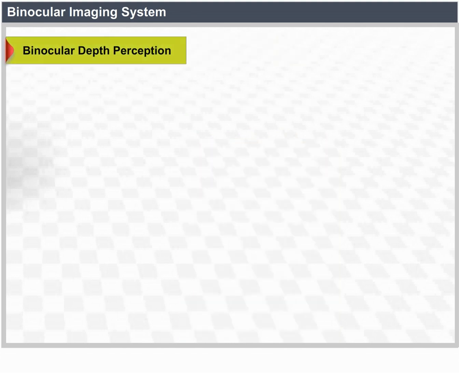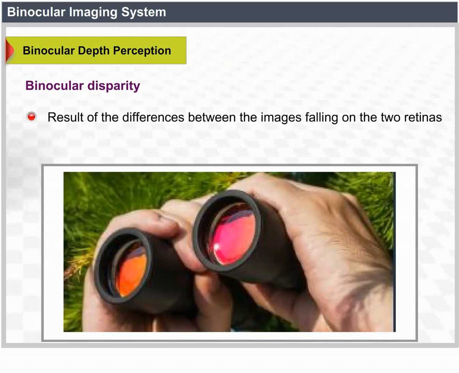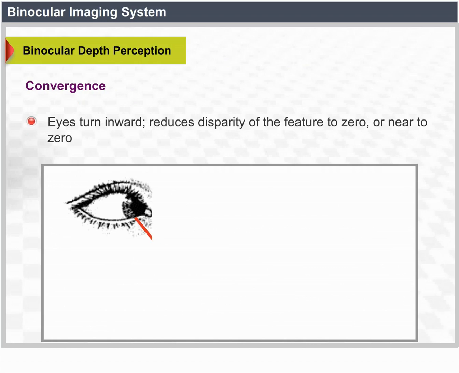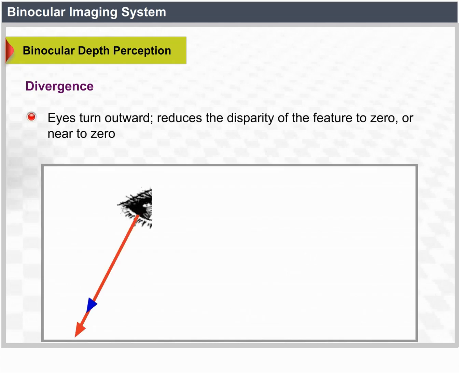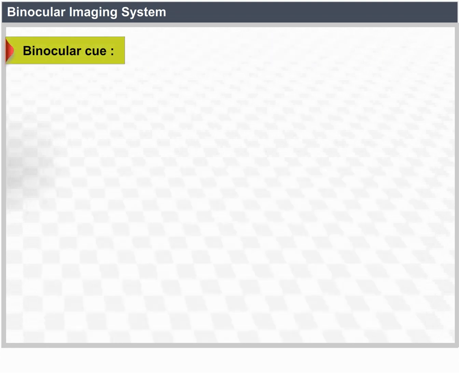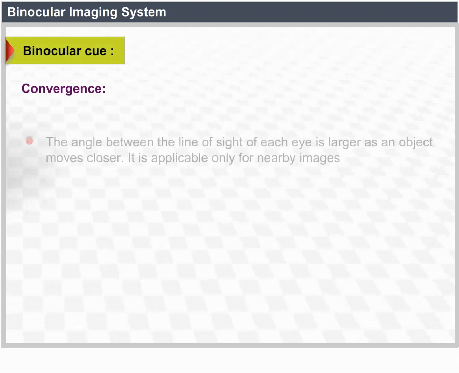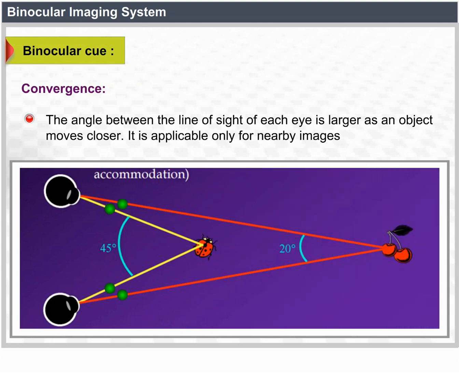Binocular depth perception. Binocular disparity: differences between the images falling on the two retinas. Convergence: eyes turn inward, reducing the disparity of the feature to 0 or near 0. Divergence: eyes turn outward, reducing the disparity of the feature to 0 or near 0. Binocular cue, convergence: the angle between the lines of sight of each eye is larger as an object moves closer. It will work for nearby objects.